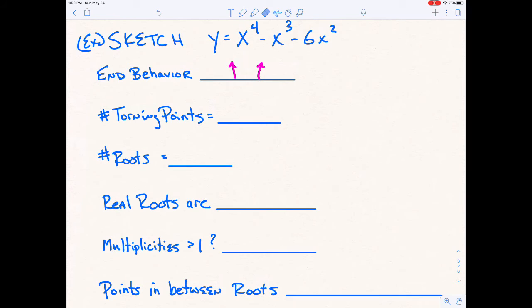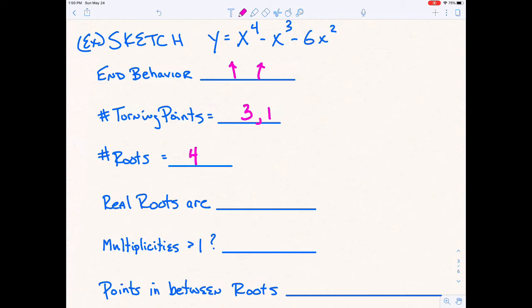There's going to be, well, 1 less than 4, right? 1 less than the exponent of 4 is the number of turning points. So there's going to be 3 turning points, or there could be 1 turning point. The number of roots is going to be the highest degree. So there's going to be 4 roots. Could be real or imaginary or a combination.